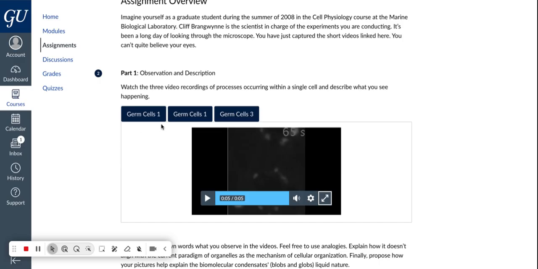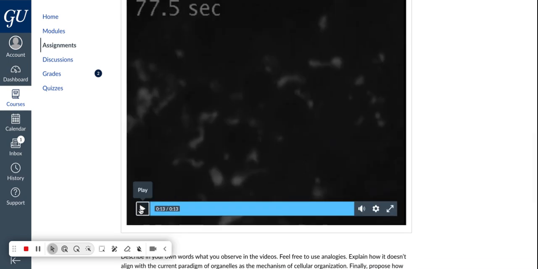And this is the process that we know as phase separation, because we're basically seeing, out of a mixture, the formation of new substances that are coming out of this mixture. And so let's take a look now at the second video.